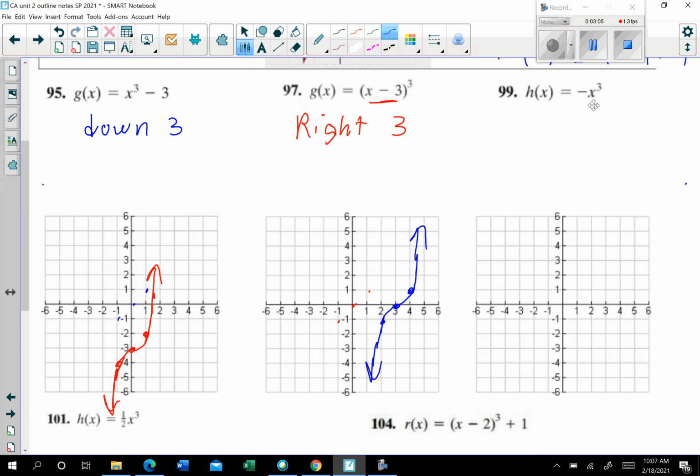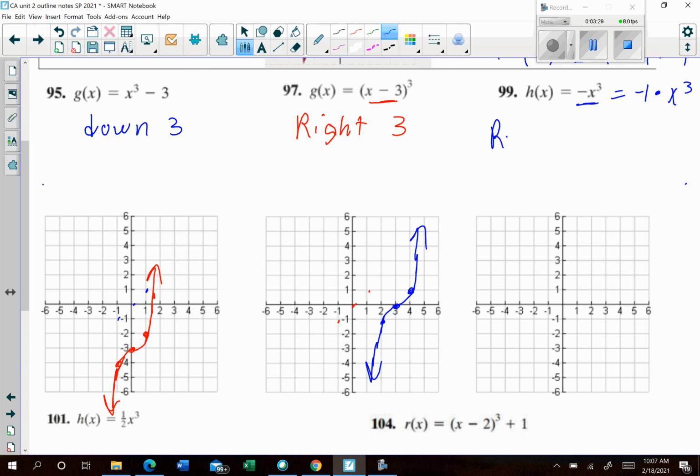Okay, on 99, we have a negative out in front right here. Sorry about that. My screen went blank there for a moment. Okay, so we have a negative out front right here. And so what that is, it's negative 1 times x cubed. So the negative is getting applied after we cube it. Okay, and so that's going to cause a reflection across the x-axis.